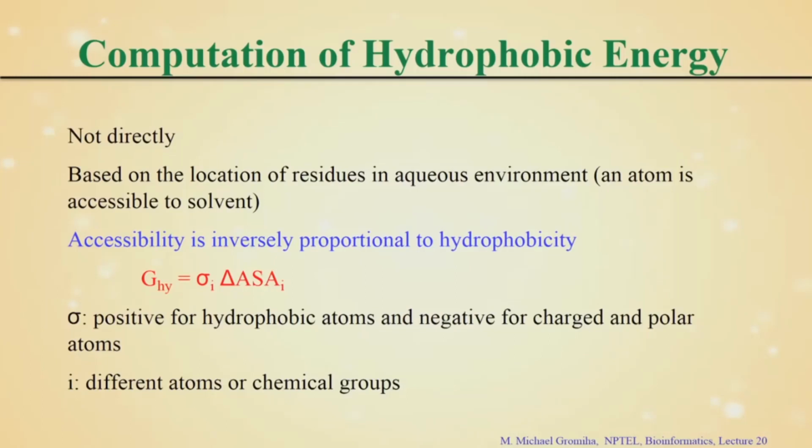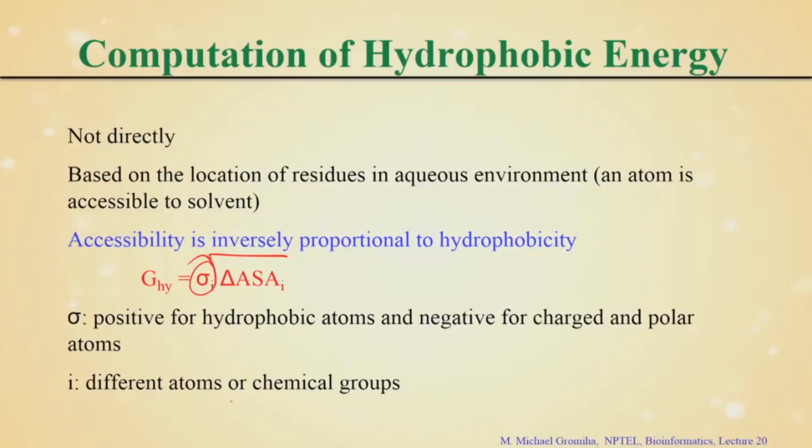So, we know that accessibility is inversely proportional to hydrophobicity. So, we can write G hydrophobic, the hydrophobic free energy, which is proportional to delta A. In this proportionality we put sigma i, the atomic solvation parameters, which describe how different groups of atoms like carbon, hydrogen, nitrogen or oxygen behave in the protein environment. You can see this is positive for the hydrophobic atoms and negative for the charged and polar atoms, because of the inverse relation between hydrophobicity and accessible surface area.